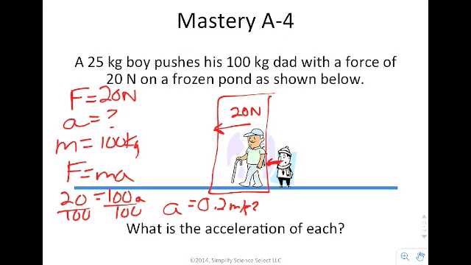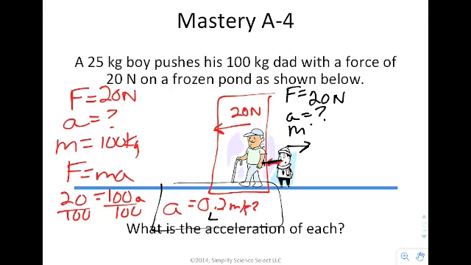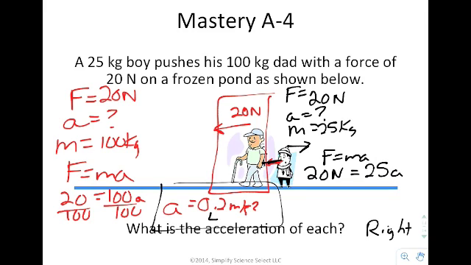If you were to look at the boy, remember that there's an equal and opposite. Whenever you push somebody, you have that same force exerted on you in the opposite direction. So the dad has an acceleration of 0.2 meters per second squared to the left. The boy is going to have a 20 Newton force exerted on him. We're going to try and solve for his acceleration, but his mass is much less. It's 25 kilograms. So now we would say F equals ma, yes, but now the force is going to be 20 newtons, and it's going to be to the right, not to the left. So now we can say 20 equals 25 a, divide both sides by 25. And when you do that, 20 divided by 25 is 0.8 meters per second squared.